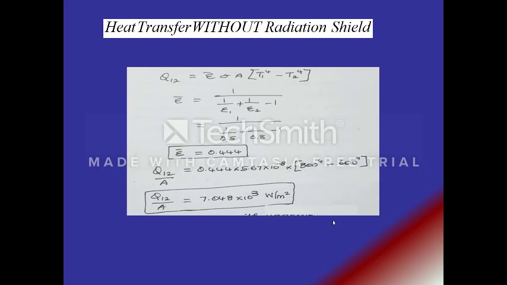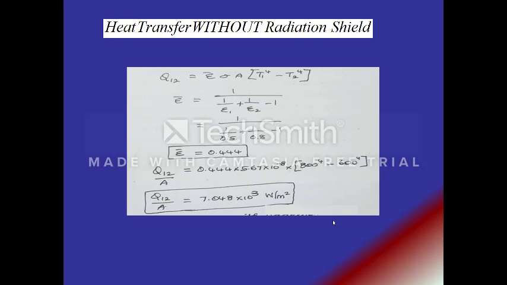You know the formula for heat exchange between two plates. In the absence of radiation shield, Q1 to 2 is equal to epsilon bar into sigma into A into T1 power 4 minus T2 power 4. Epsilon bar is 1 by epsilon 1 plus 1 by epsilon 2 minus 1. Substitute epsilon 1 and epsilon 2 as 0.5 and 0.8 respectively. You will get epsilon bar as 0.444.